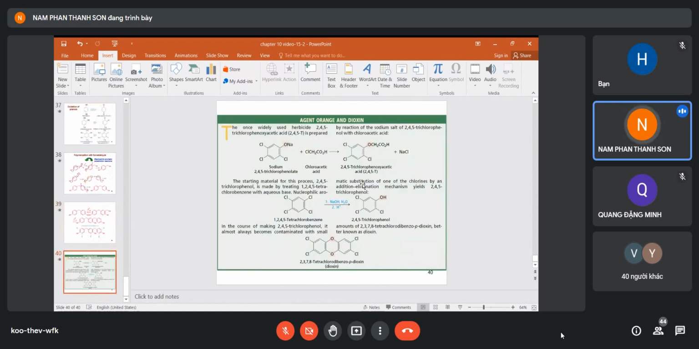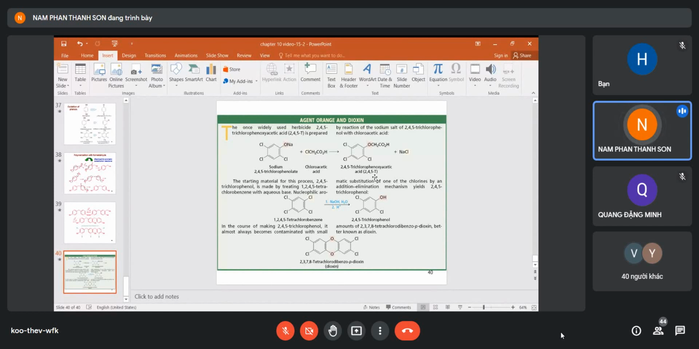Finally, I want to tell you something. That is Agent Orange and dioxin. You know that in the war between Vietnam and America, the American army used Agent Orange to kill all the trees and the grass. Lots of soldiers, on both the American side and the Vietnamese side, got contaminated with dioxin. I mean, affected by dioxin.